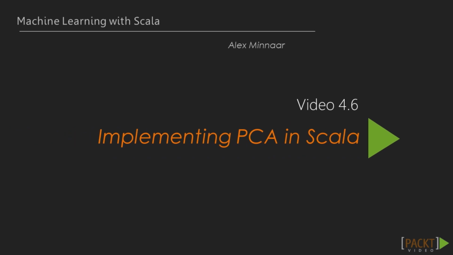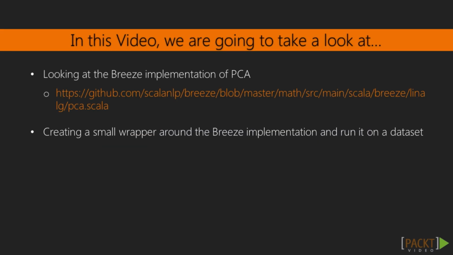Welcome to the last video of this section. In the last video, we learned about the PCA algorithm and how it is used for the dimensionality reduction task. We are going to actually implement the PCA algorithm in Scala. In this video, we are not actually going to implement PCA from scratch, but rather use the version of PCA that is already implemented in Breeze. So the first thing we will look at is Breeze's PCA implementation, which we can view on GitHub through the following link. Then we are actually going to use this implementation to run PCA on our own dataset.